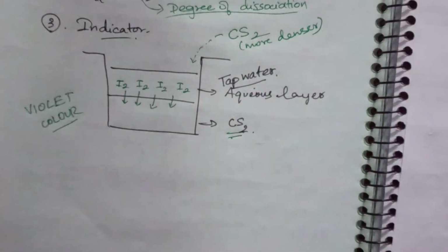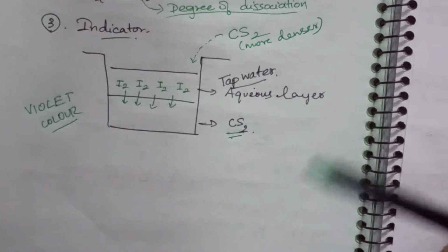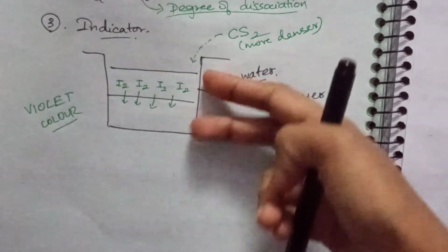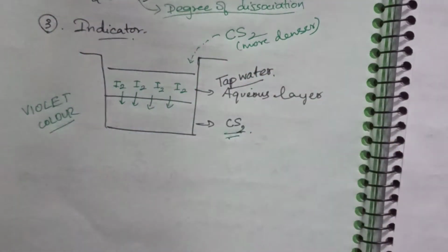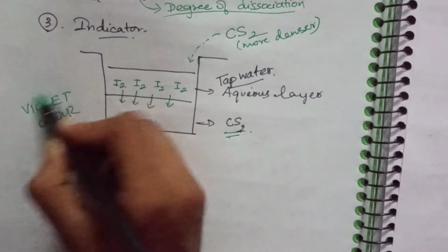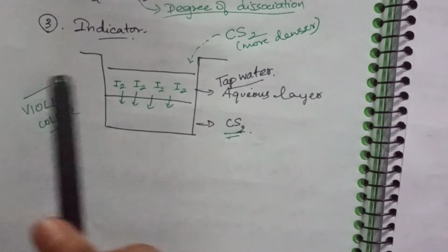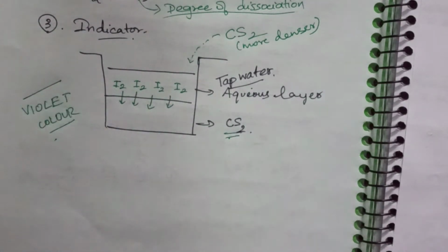So the distribution law is used to study how the solute is distributed in a two-phase liquid system, wherein the liquids are immiscible. We observe a violet color, so this indicates that iodine is present in your tap water. So this is all with the distribution law.